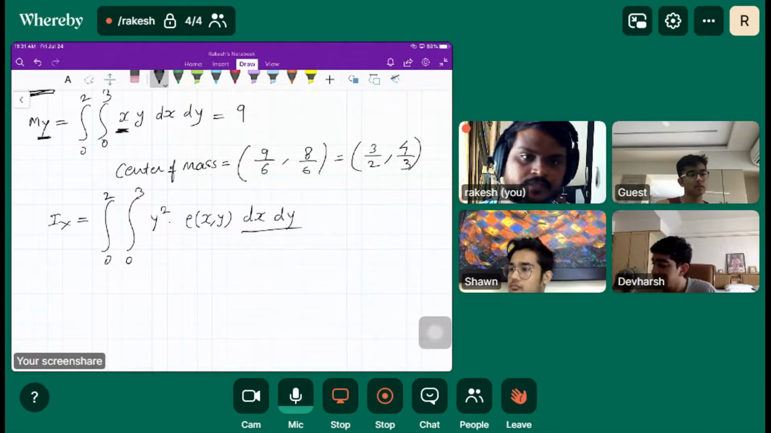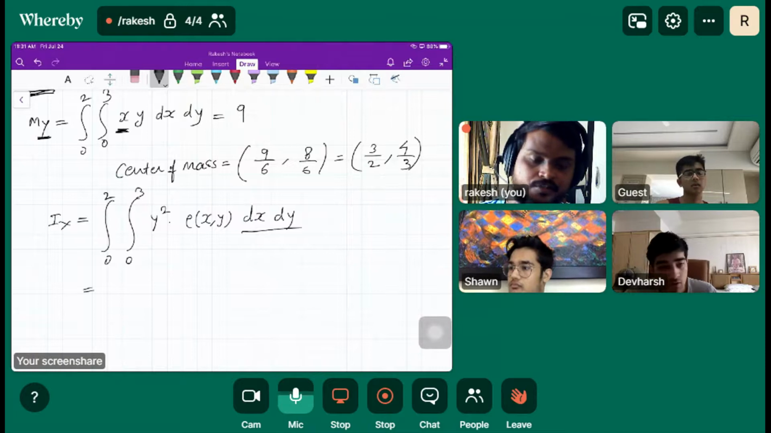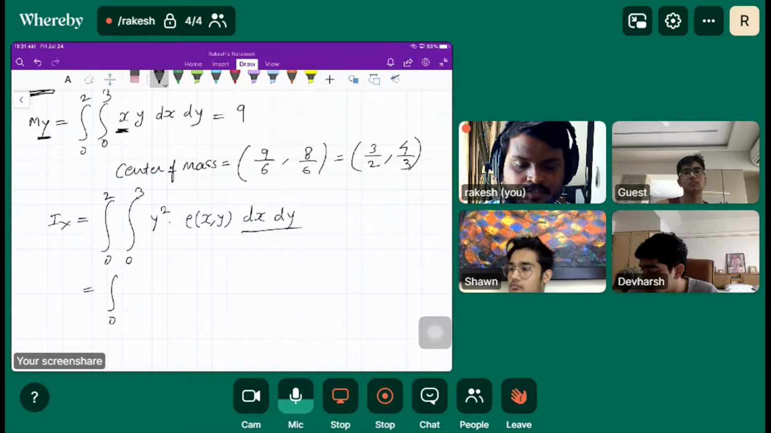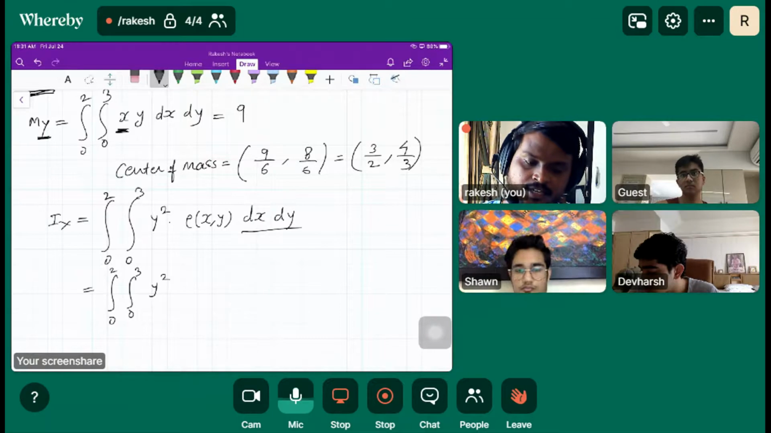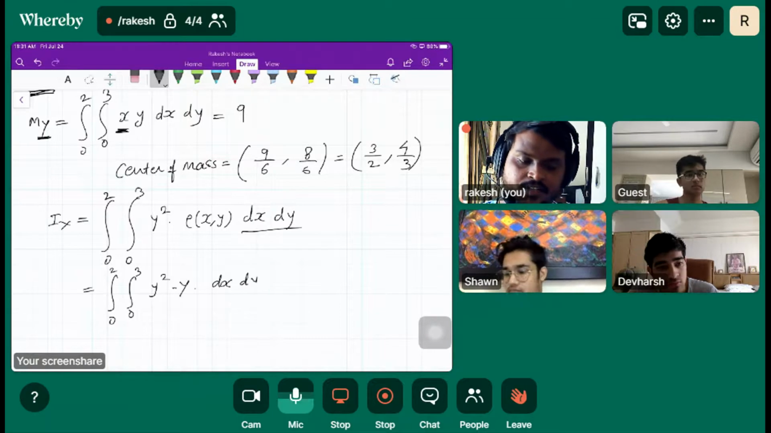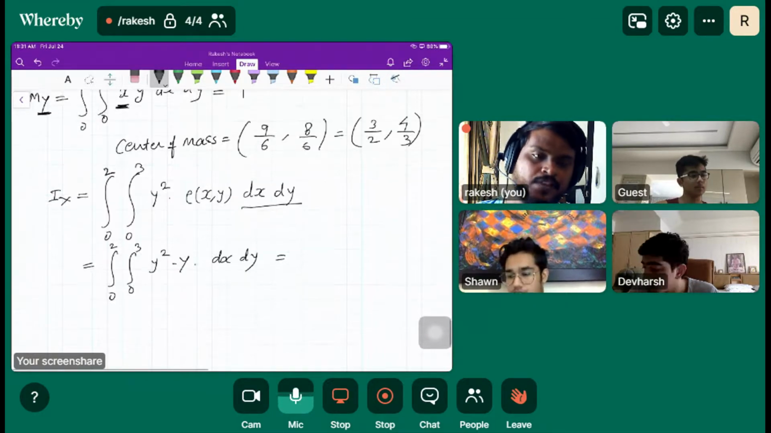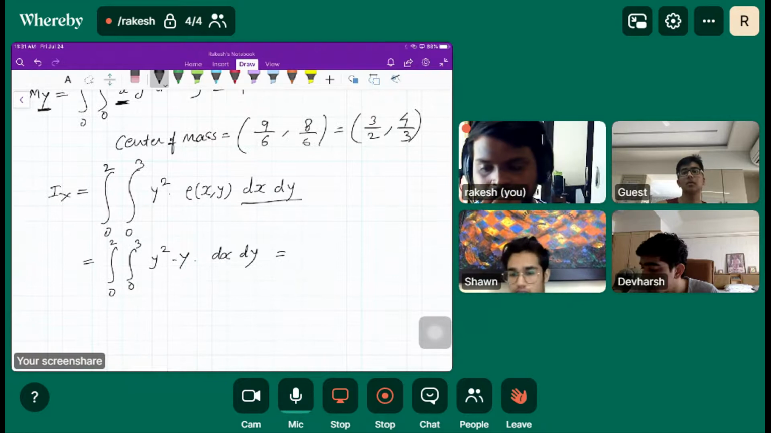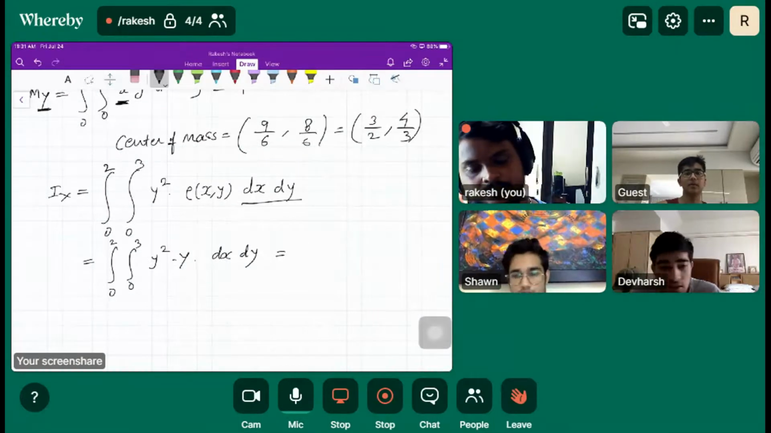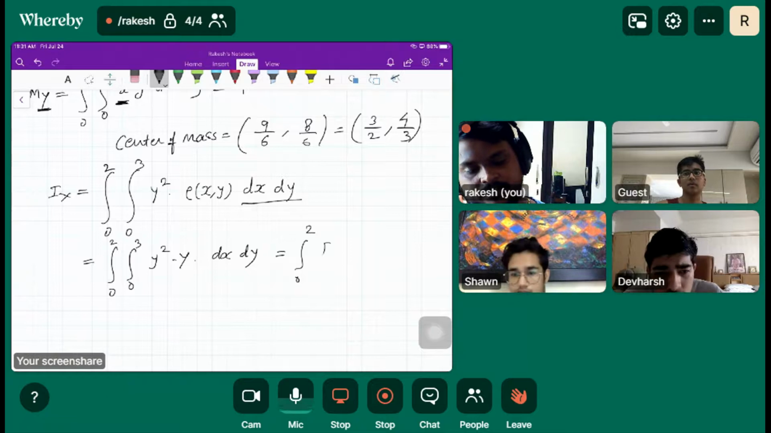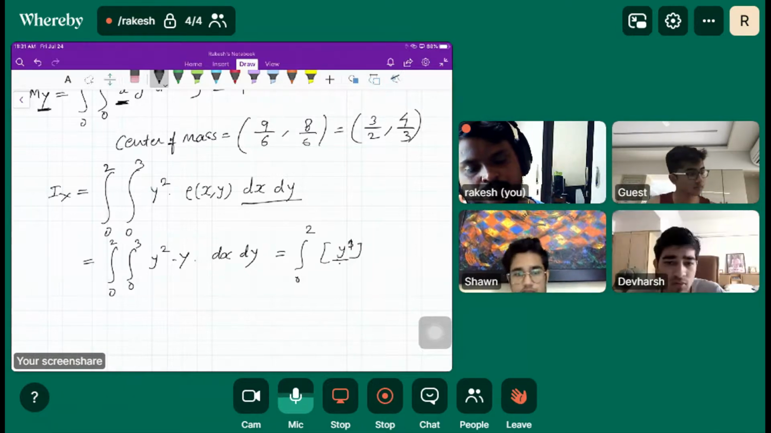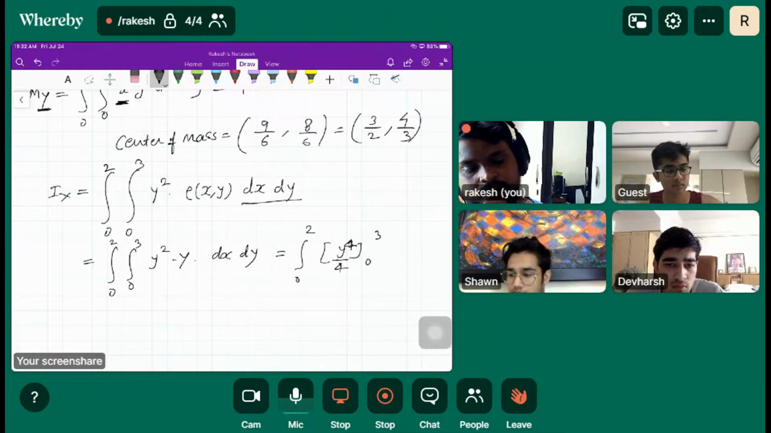Now what is the integration of this? We'll just plug the values here, 0 to 3, y square, what is rho, xy, y dx dy. So what is the value of this? y cube. The value is 12. So y raised to 4 upon 4, 0 to 3 dy.